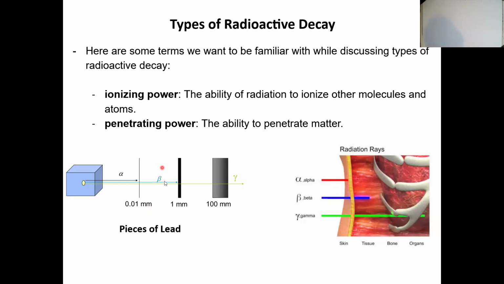Our beta particles are going to be in the middle. They can penetrate further than alpha particles, but they still are pretty easily blocked by thin shielding. In terms of your body, they would get into some tissue, but not super far. And then we have our gamma particles, which are able to pass through many different types of shielding. Your gamma particles would be able to go right past skin, tissue, bones, into organs.